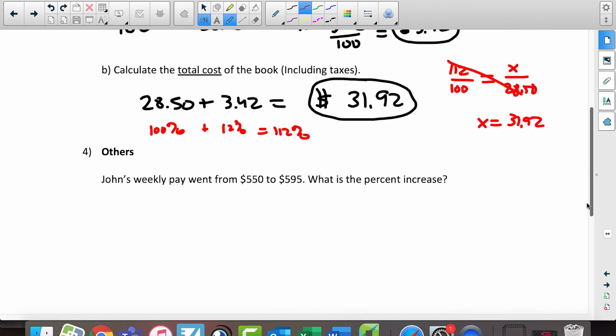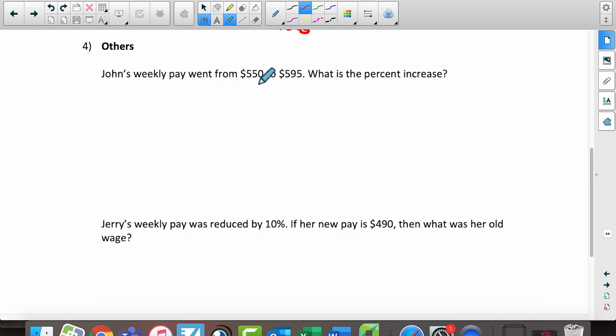Okay, a few last ones here. John's weekly pay went from $5.50 to $5.95. What's the percent increase? So you will see a lot of questions about percent increase and the percent decrease. And the first thing you want to look at is, what was the change from the original to the new? So John's original pay was $5.50. This was the original, right? And this was the new pay once it went up.